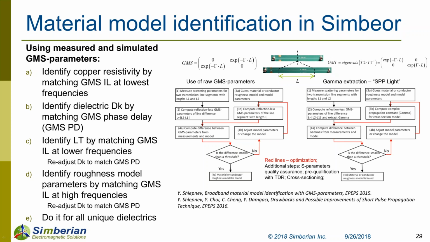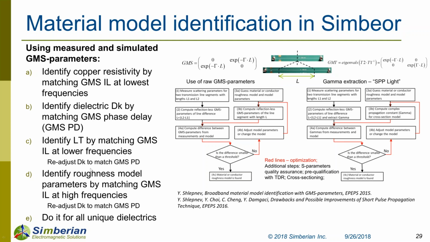At low frequencies, below 1 gigahertz, is usually where you can reliably identify the loss tangent. So it includes the conductor losses during the identification, but roughness losses are negligible at those frequencies. So you can reliably identify it and predict the behavior using the causality relationship. Then you identify roughness model parameters matching insertion loss at higher frequencies, usually above 5 gigahertz, and do it for all unique dielectrics, and sometimes it requires some iteration.